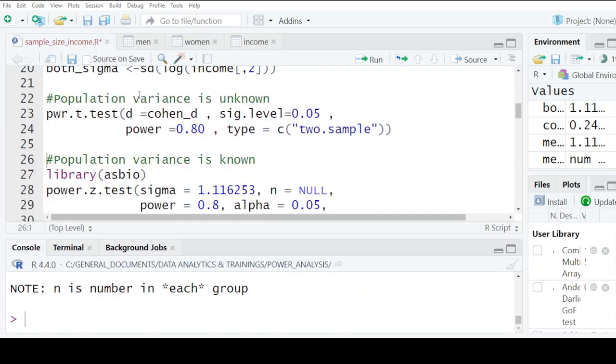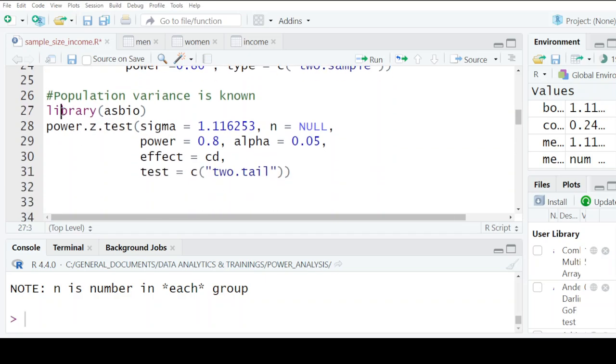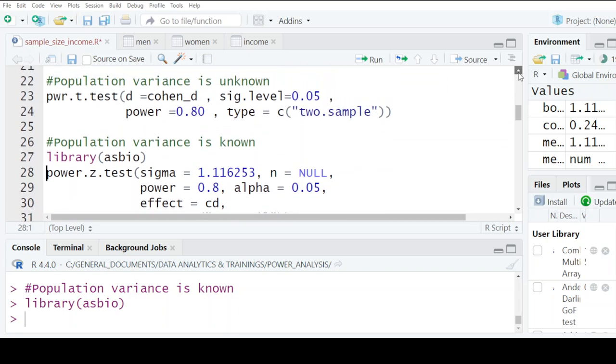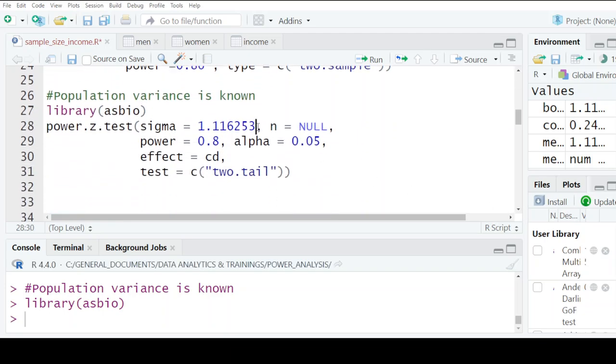Now, we use the t-test when the population variance is unknown. What about when we know the population variance? Then we'll go ahead and use the z-test, using a library in that case. Remember, this is the standard deviation for both. So if you want, you can say both, because I'm looking at two groups, male and female.